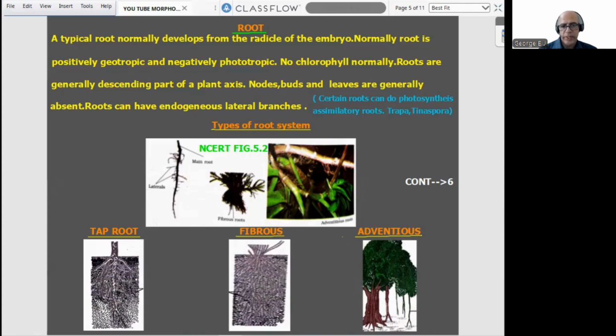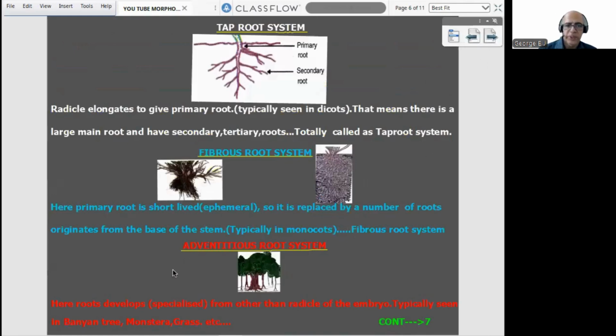Now we have to check what is meant by these three root types. First is the taproot system. Taproot means the radicle elongates to give the primary root, and this type of root system is typically seen in dicots. That means there is a large main root. From the diagram, it is very clear. Here we can find secondary, tertiary roots, etc. Totally, we call that the taproot system, typically in dicots.